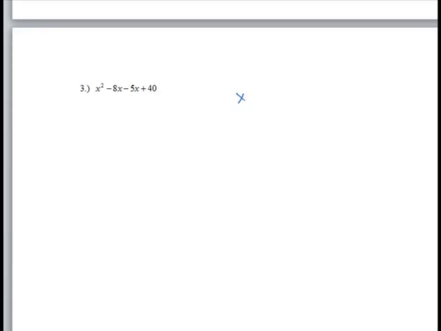So what we know is that we can change any subtraction problem into an addition problem. For instance, x minus 5 is the same thing as x plus a negative 5, and that's what we're going to do to that third term. Rewrite it as x squared minus 8x plus negative 5x plus 40. So therefore, when we put parentheses around the first 2 and last 2 terms, we have a plus sign in between the 2. So factor out the greatest common factor from the first set. We're left with x minus 8.